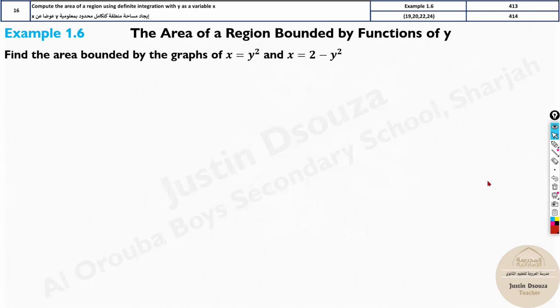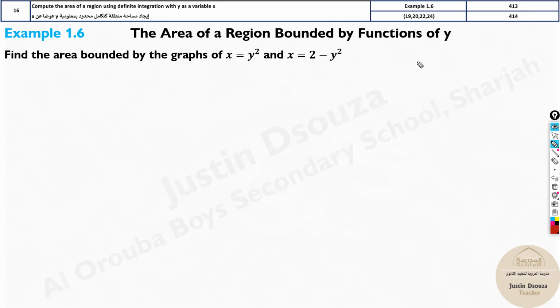And if you understood the first question thoroughly, you can just skip it, do it by yourself, skip it off, move to the next topic. But I'm going to solve all the problems here now. Here you can see the area bounded by the graphs x is equal to y squared and x is equal to 2 minus y squared.